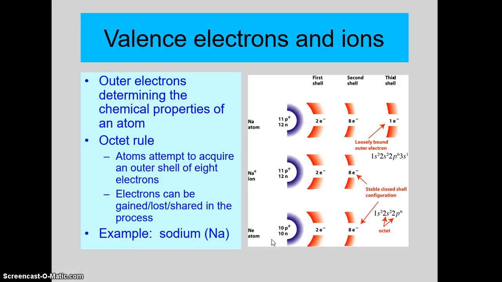And neon is in the last group of the periodic table. Let me show you that real quick. Anyhow, actually, before I do that, let's talk about the octet rule. So here's what it says. It says atoms attempt to acquire an outer shell of 8 electrons. Electrons can be gained. Those are the non-metals. They can be lost. Those are the metals, or they can be shared. Generally, the sharing happens between non-metals.